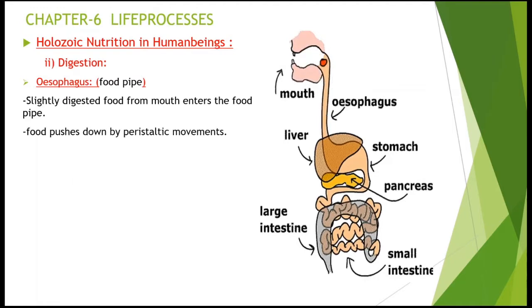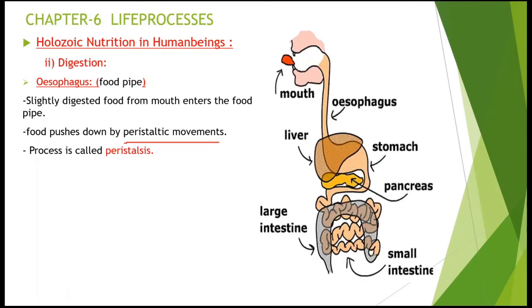Once you look at the animation, when the partially digested food passes from the mouth to the esophagus, the muscles of the esophagus hold the food and push it down by contracting and relaxing movements. These movements are called peristaltic movements. I am showing you with the red mark that peristaltic movement. That process is called peristalsis.